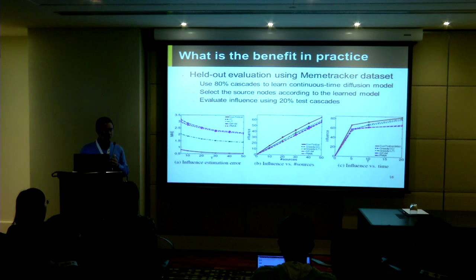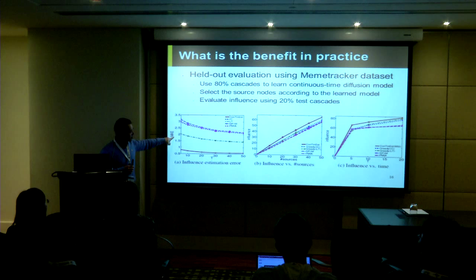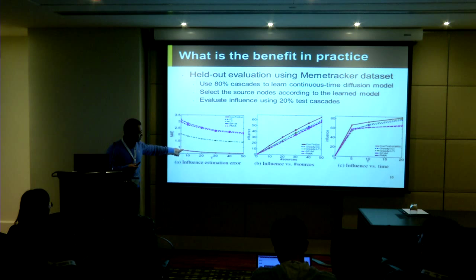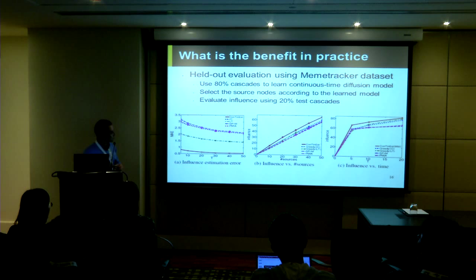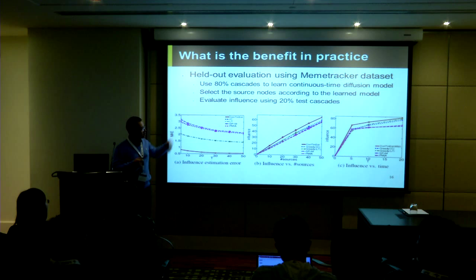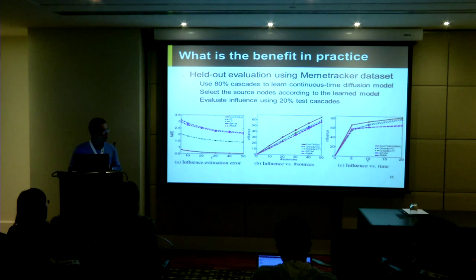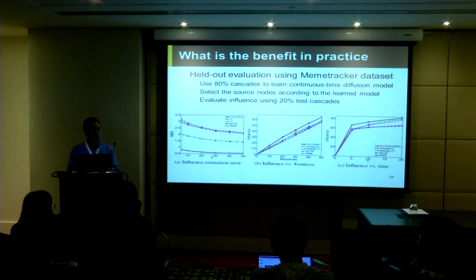The first thing we look at is whether the inference you estimated in this held-out data set is more accurate. This compares the actual inference to the estimated inference. This randomized algorithm gets a smaller error compared to some methods based on fitting a discrete-time diffusion model and computing the inference. And in terms of inference maximization, that's figures B and C. You will see that this continuous-time model can give you a higher inference. The nodes you selected are actually more useful in terms of maximizing the inference. That's essentially what you're going to see in practice.